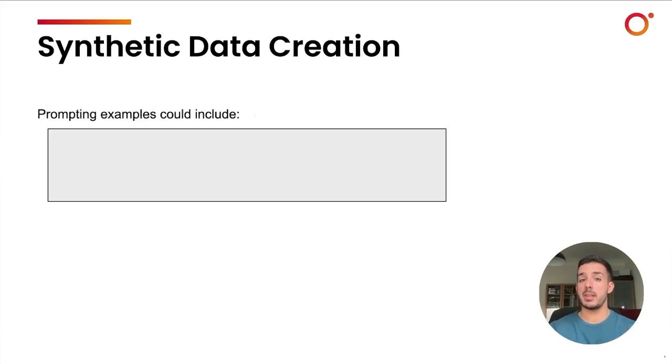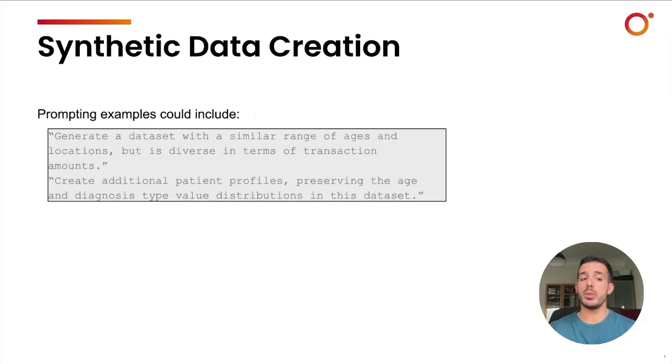So when we are generating synthetic data with generative AI, what is some prompting that we could do here? Well, we see something like, hey, generate a dataset with a similar range of ages and locations, for example, for transactions or for customers, but that has diversity in terms of transaction amounts. Or for example, please create additional patient profiles based on this dataset, preserving the age and the diagnosis type value distributions that exist in this dataset. In other words, generate more false patients, if you will, but with similar ages and similar conditions at similar stages.